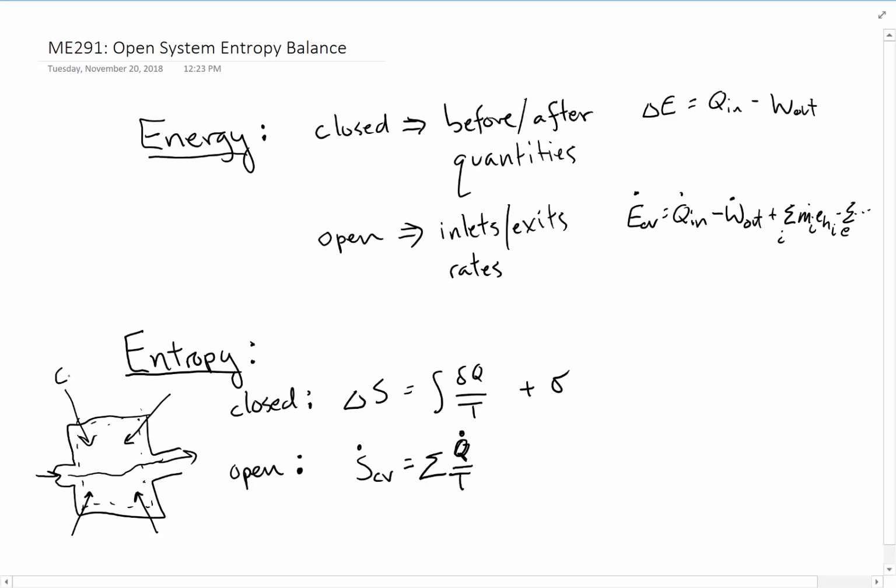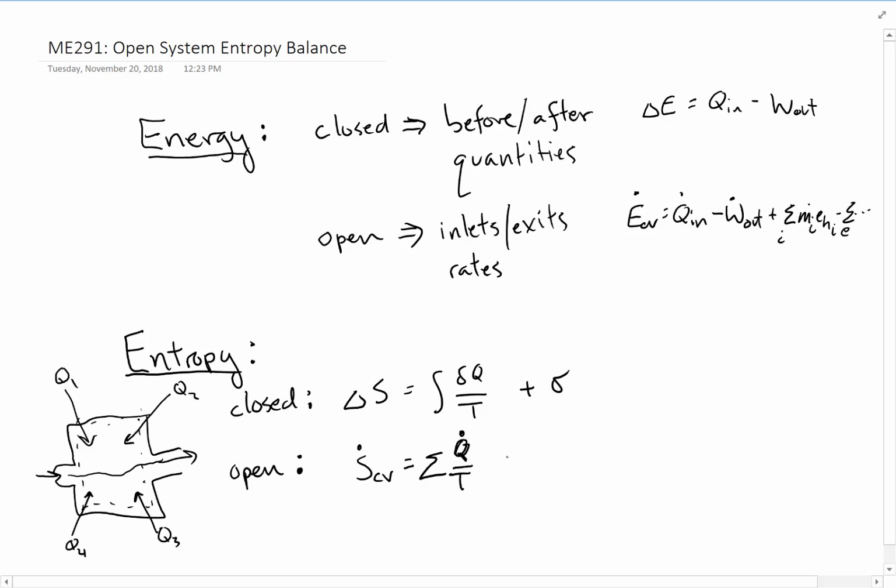So maybe this is Q1 and Q2 and Q3 and Q4, and we just need to know the temperature of the substance where that heat transfer occurs. In practice, that summation is usually just going to be one term or it's going to be zero. But for the sake of completeness, we leave open the possibility that maybe you have a long pipe and maybe heat transfer is occurring at different temperatures along the pipe.